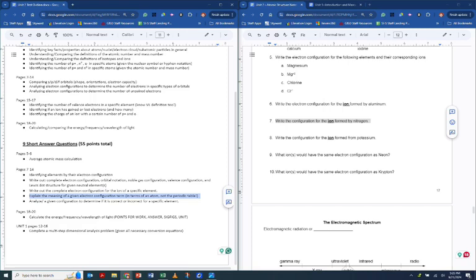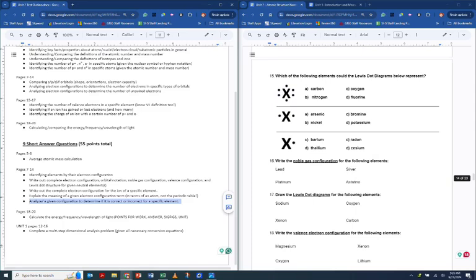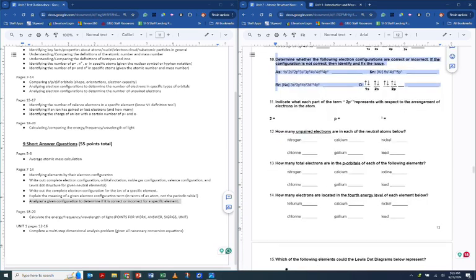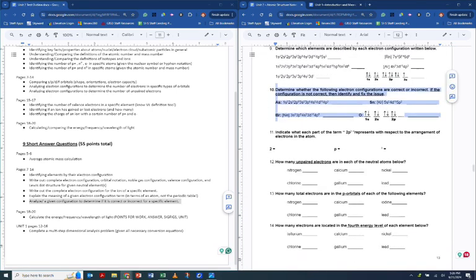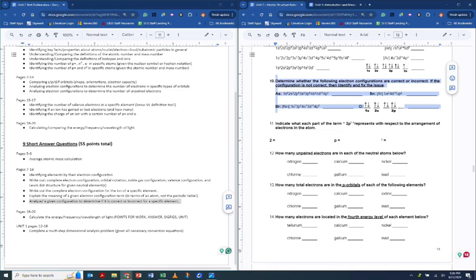And then, of course, we need to be able to analyze a configuration to determine if it's correct or incorrect. We did that several times in our packet, and I have some additional practice. Here they are: correct or incorrect, fixing the issue, here on page 13. I told you in class this was a lot of very test-like questions. So definitely look over this stuff. Lots of electron configuration stuff on this test because we spent several days on it. It's an important idea moving forward in this class.